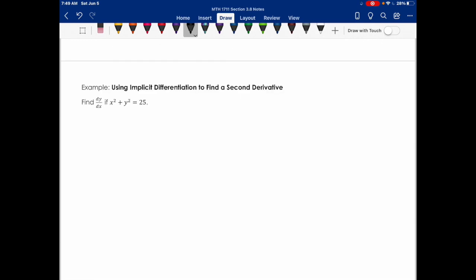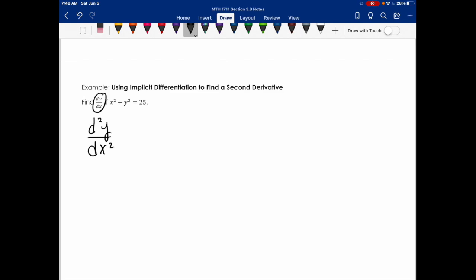In this example, we're going to take the derivative for a second time, the second derivative of x squared plus y squared is equal to 25. Now we've already, whoops, this should be written like this. That's a typo, since we're looking for the second derivative.